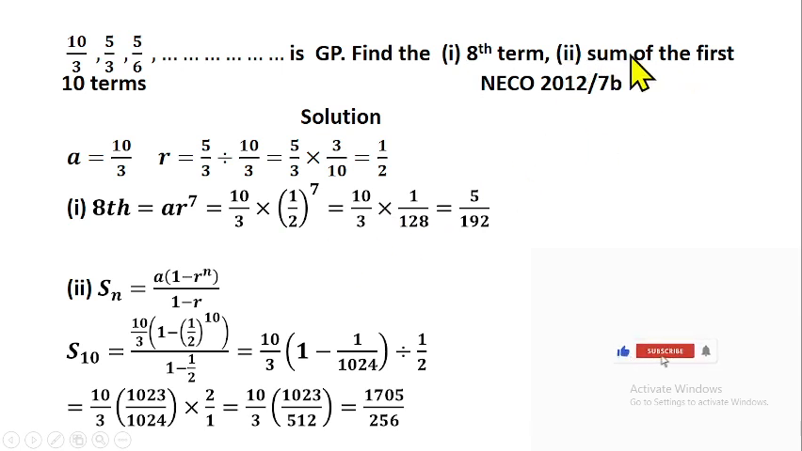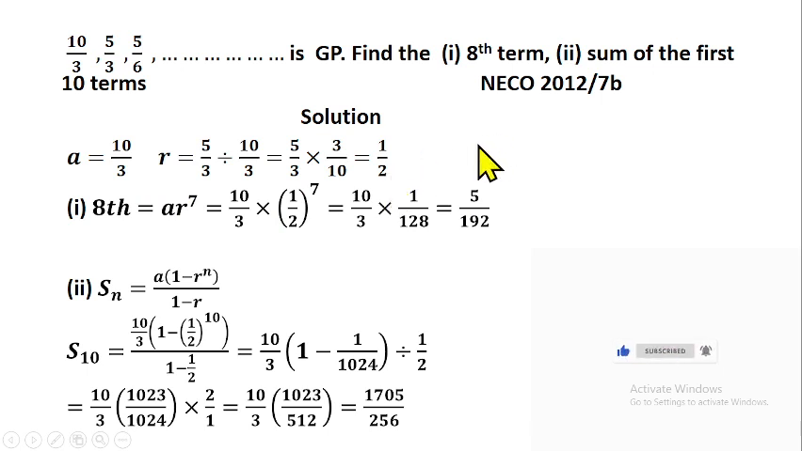Then the question asks us to find the sum of the first 10 terms. But we don't know which of the formulas we are going to use out of the 3. Which one are we going to use? In this case, is our r greater than 1 or less than 1? I want to ask you the question.